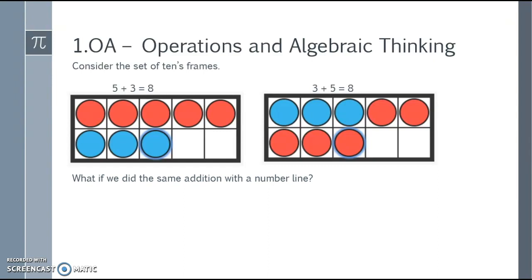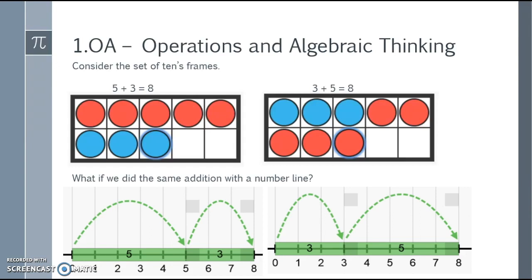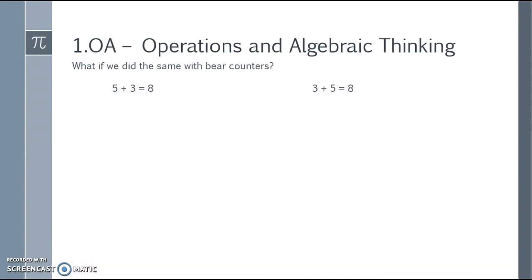What if we did the same addition using a number line? So here I have 2 different number lines. I start with 5, and then I jump 3. Or I start with 3 and then I jump 5. We can see in either instance that no matter which one we jump first, we get to 8.